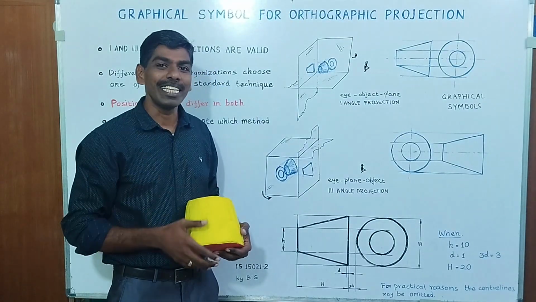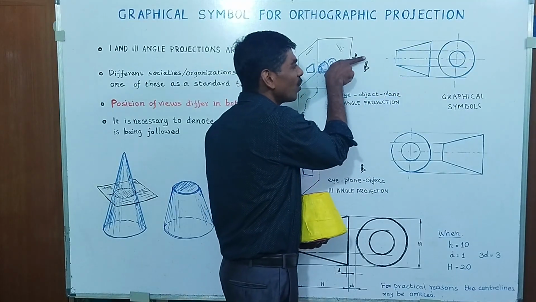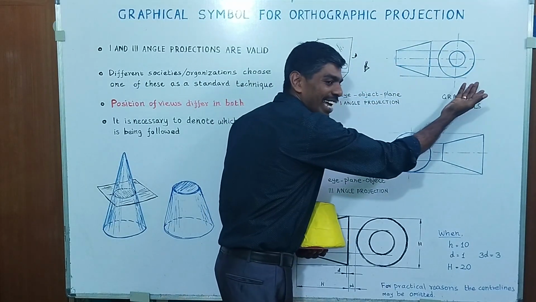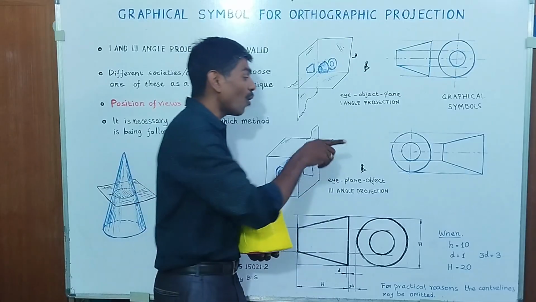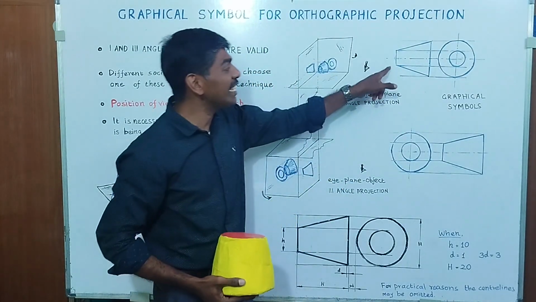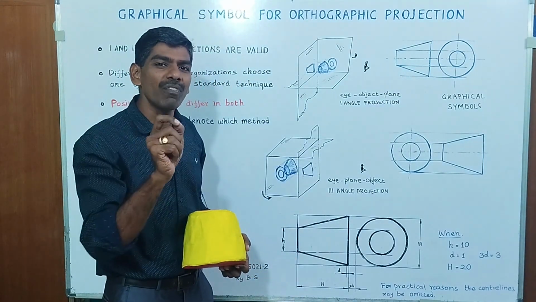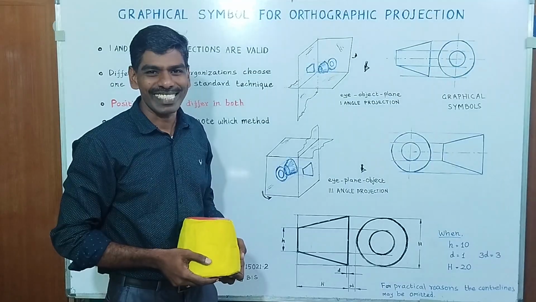We have seen this in the previous videos, right? First angle projection, when you look from this direction, we get it on that side. In third angle projection, when we look from this side, we get it on this side itself. So these are the graphical symbols to depict the type of technique which is in practice.